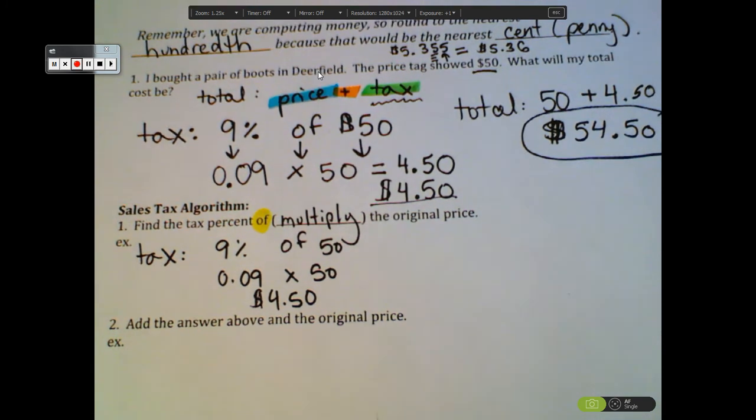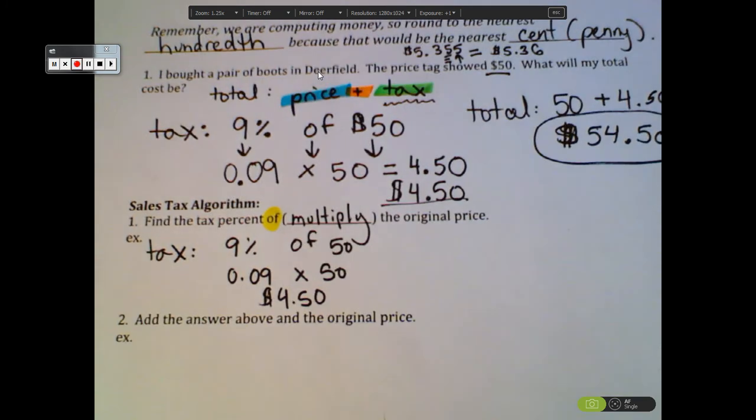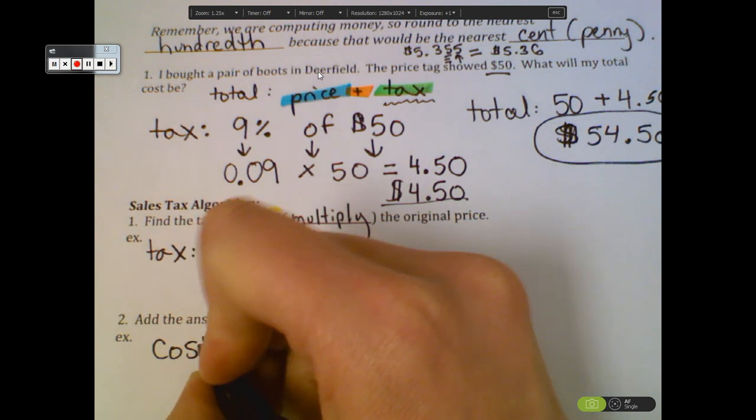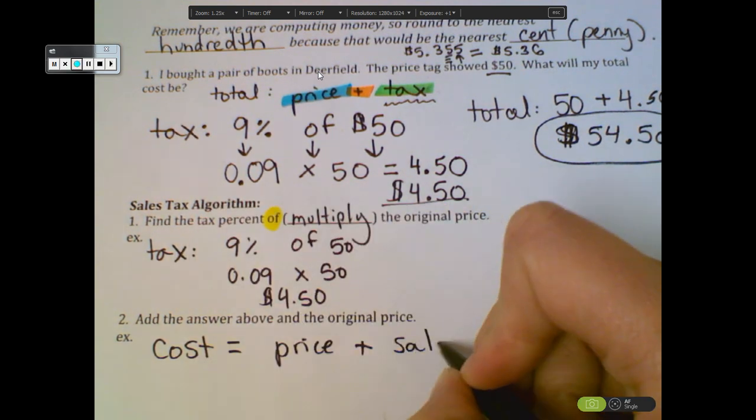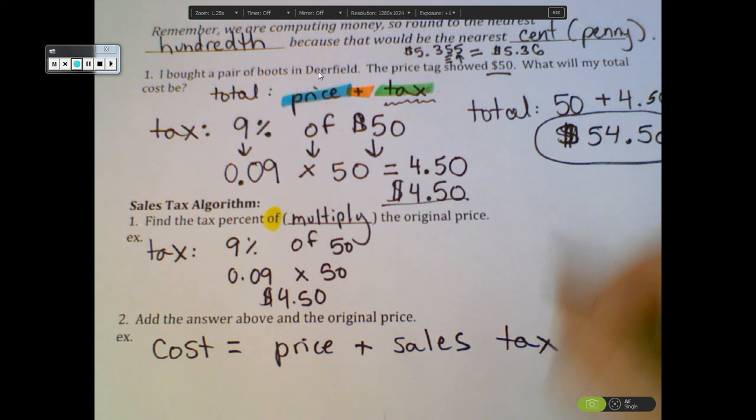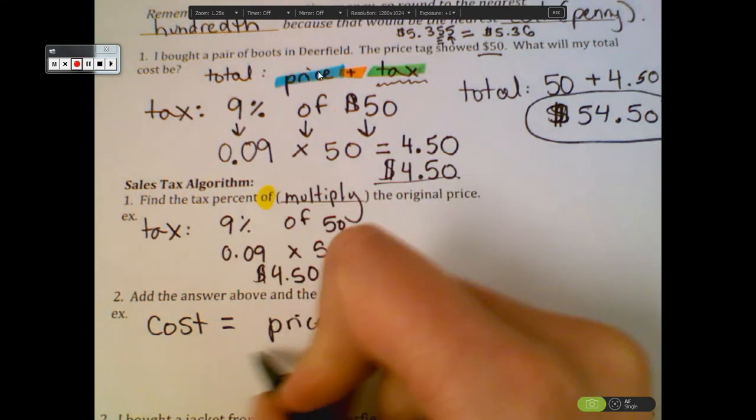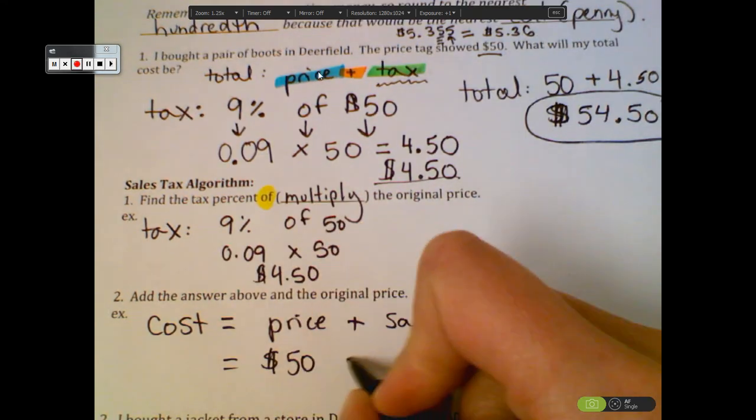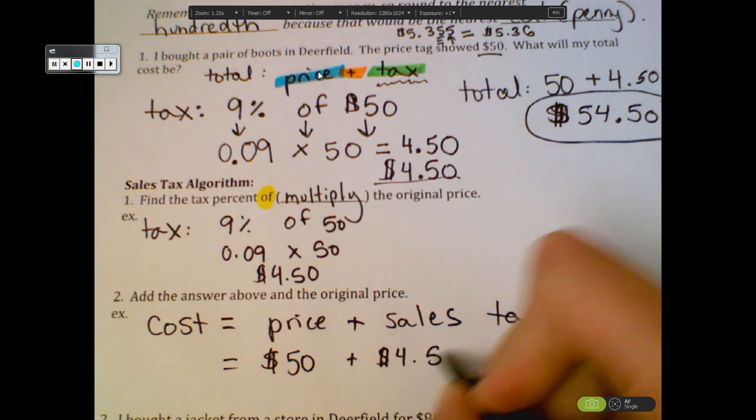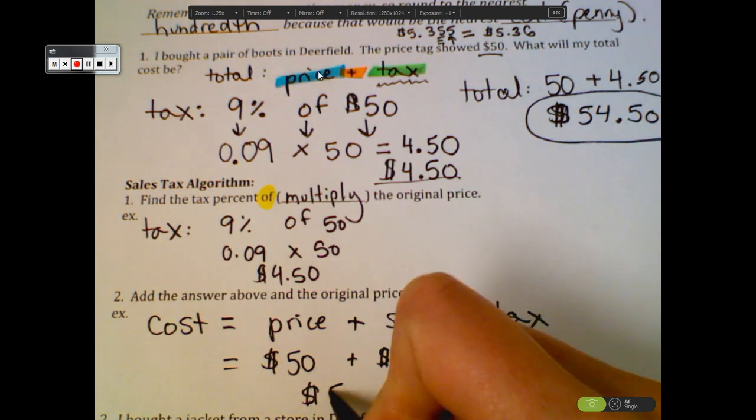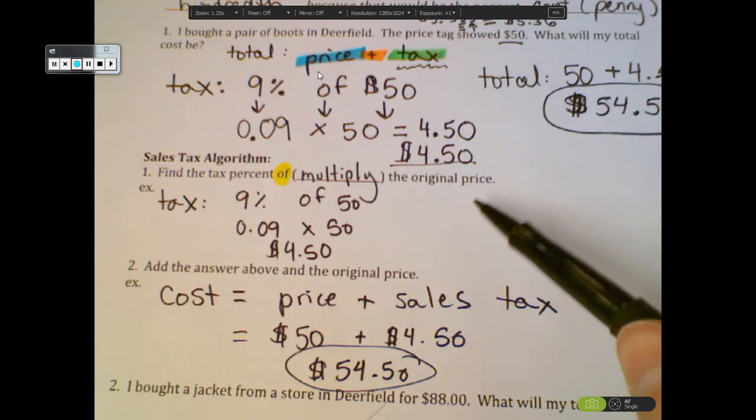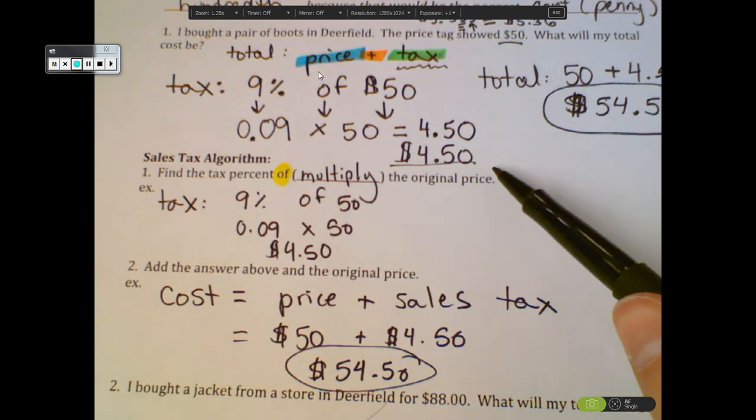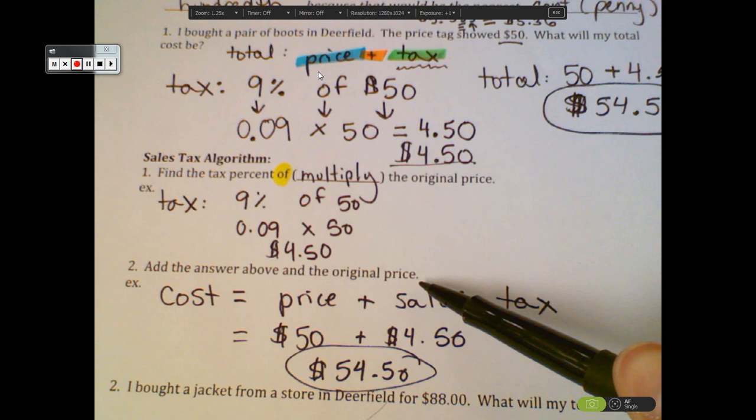The second step is the easy step. It's adding the answer to the original price. So we know that cost is price plus sales tax. In the case above, it was $50 plus $4.50 for a total of $54.50. So that's our algorithm. That's it. First find the sales tax, then add it to the original price.